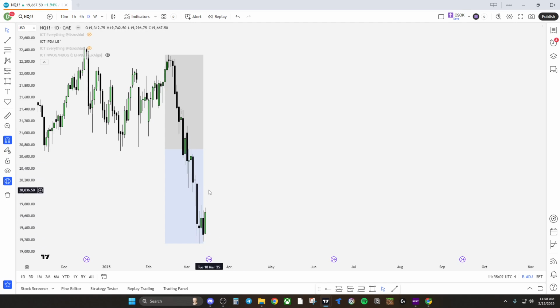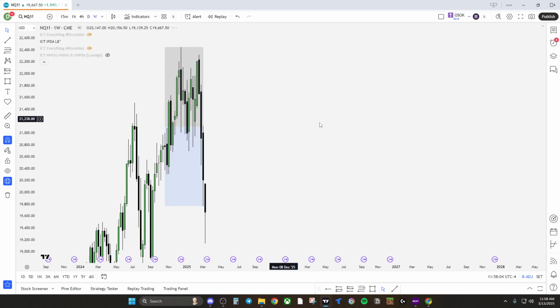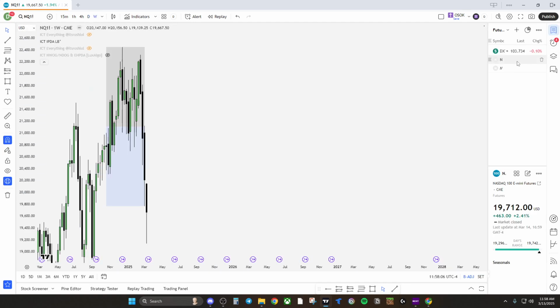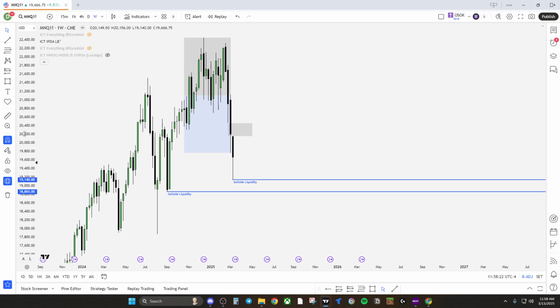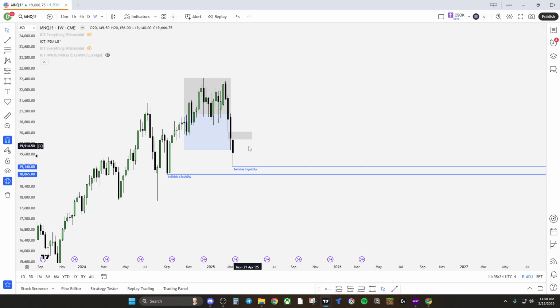So that leads me to believe that we're going to head to that internal range liquidity pool noted here. So before this next weekly candle opens, we can either trade up into this weekly internal or previous week low and then into this sell side. But just a little quick weekly outlook.